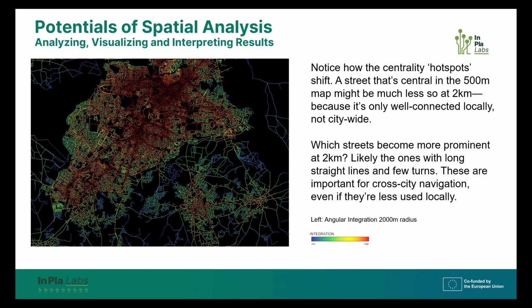If we go to the next slide, we are looking at angular integration at a 2,000-meter radius, 2-kilometer radius. So it could be for pedestrians, but maybe cycling. It could also involve short trips by car. It's kind of a different scale of movement. So as we change here, you notice immediately that the centrality hotspots shift. So certain streets that are central in the 500-meter map might be less central in the 2-kilometer map because they're only well-connected locally and not citywide.